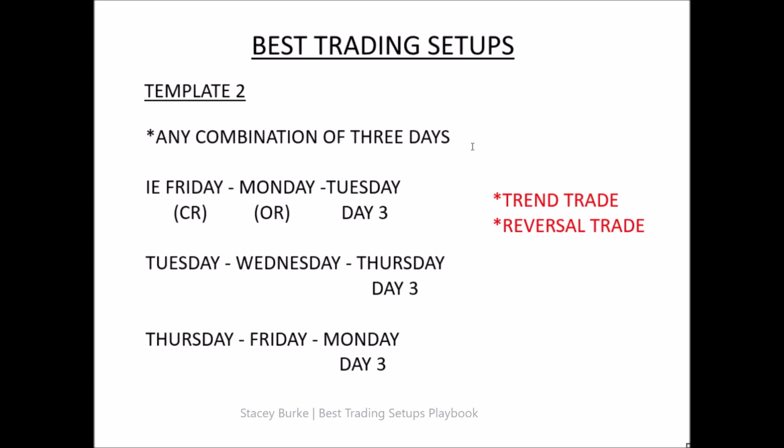That can be any combination of 3 days, which is why we can hunt out a best trading candidate over a basket of instruments on every day of the week. We may not get a day 3 every single day. We could have a day 2 that's a trend continuation day.